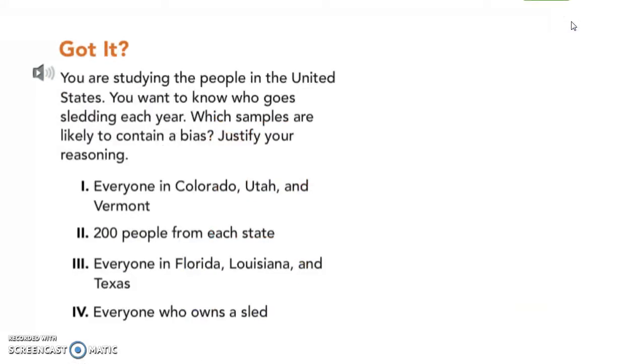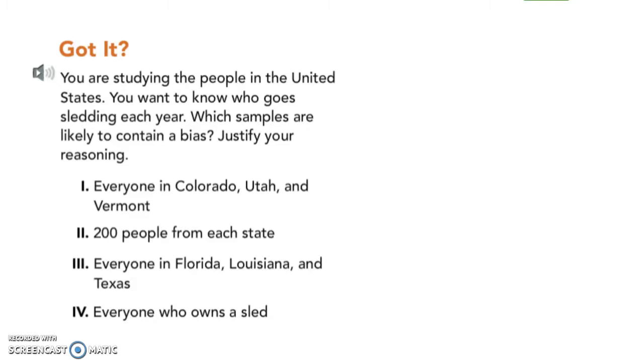All right, next example. You are studying the people in the United States. You want to know who goes sledding each year. Which samples are likely to contain a bias? I want you to hit pause and answer this one on your own. Which of those samples are likely to contain a bias? Hit play when you're ready to check your answer.